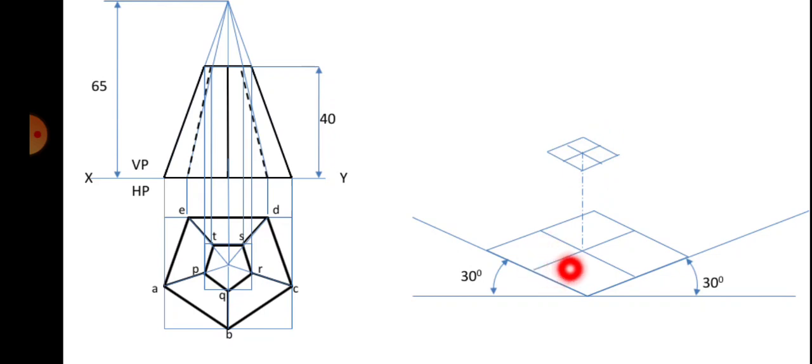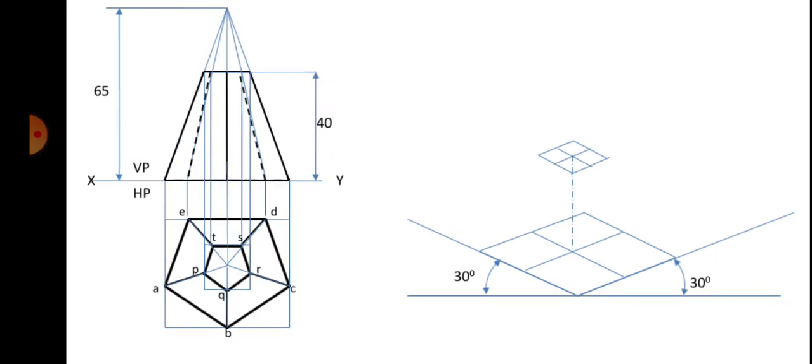Similarly, you will get B over here at the midpoint, C over here, D here, E here, and A over here. So you will get the base and you will get the top. Based on that, you will join the corresponding points. Join P to A, Q to B, R to C, S to D, and T to E. Corresponding points you have to join.